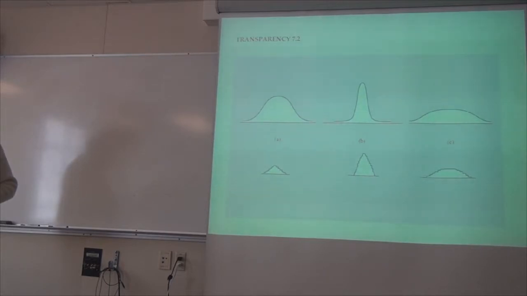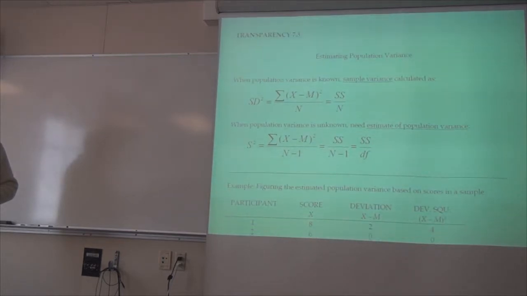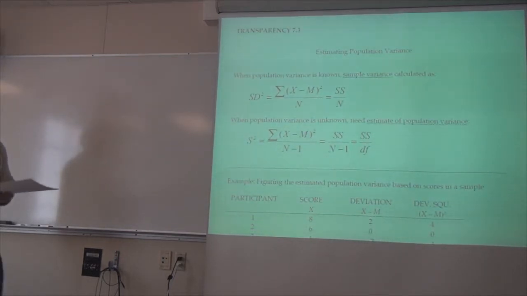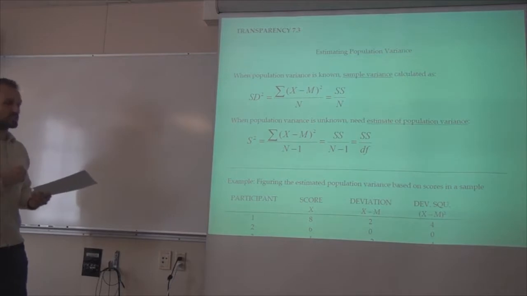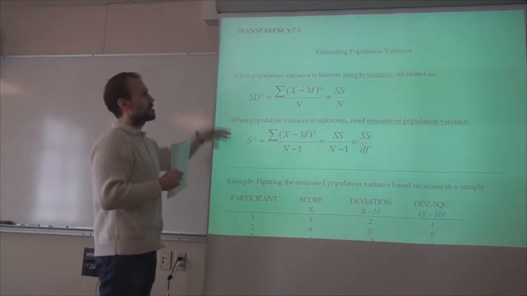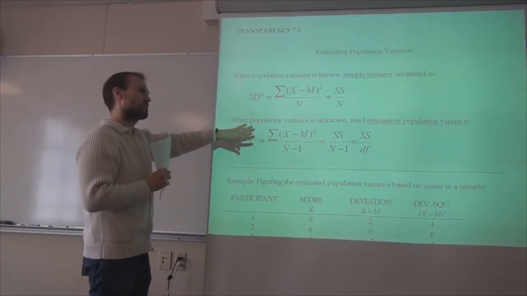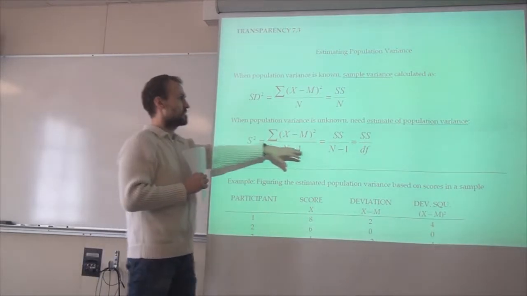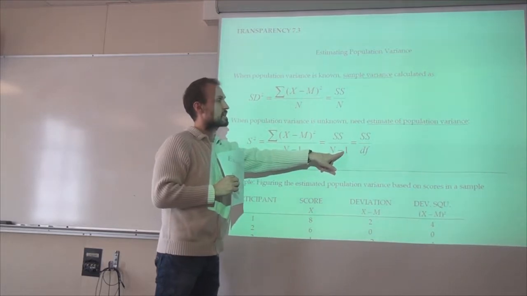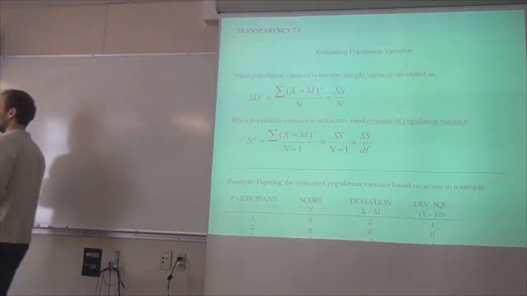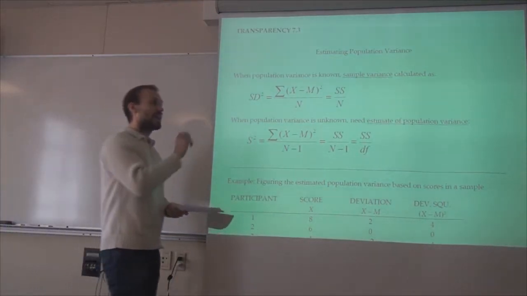Okay, so let me just see, 7.3. But when I estimate the variance, I have to make a little adjustment when I'm basing it just on a sample. If I know the whole population, that's what we did previously. But it can be shown with a little bit of math, actually a fair amount of math, that I need to divide by the sample size minus 1. And we call that the degrees of freedom, n minus 1.